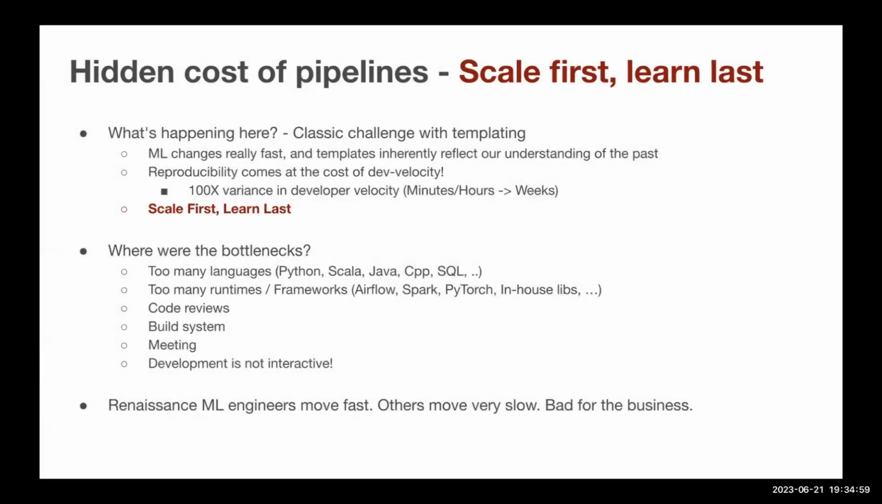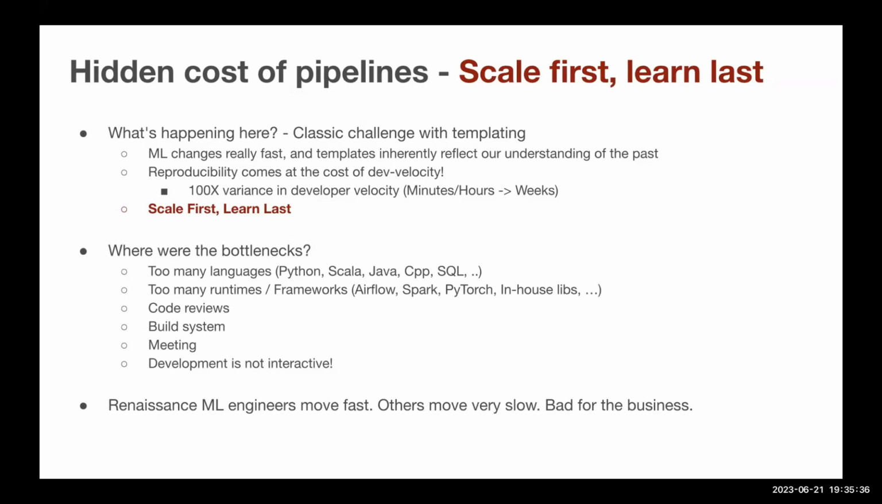And this is what we call the scale first and learn last problem. So what's happening here? It's just a classic challenge with templating. Whenever you template stuff, machine learning especially is something that changes super fast, and templates inherently reflect our understanding of the past. Sure, there will be really intuitive engineers who can foresee the future and see, okay, I know I'm gonna try a bunch of these things, so they can create some templates for it. But ultimately, it's a refactoring process, and refactoring is done on existing code.